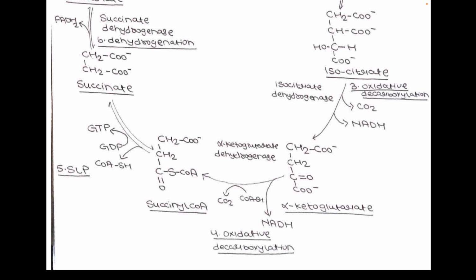Isocitrate dehydrogenase is one of the major control points of the cycle, activated when the cell needs energy, inhibited by ATP and NADH when it does not. Step 4, oxidative decarboxylation. Alpha-ketoglutarate to succinyl coenzyme A.